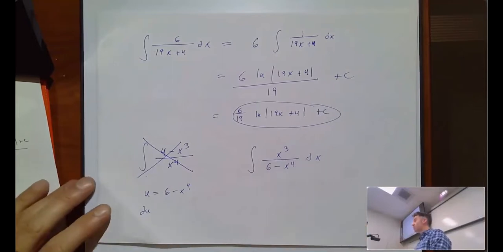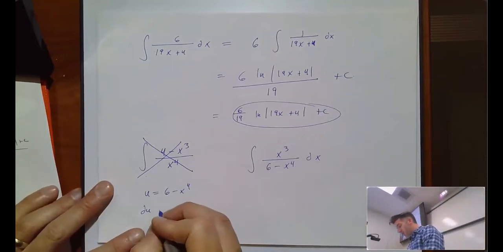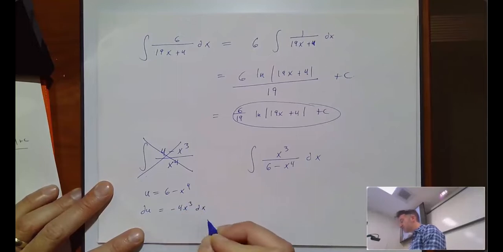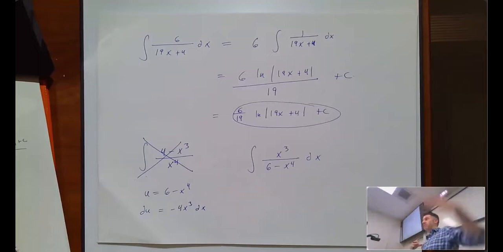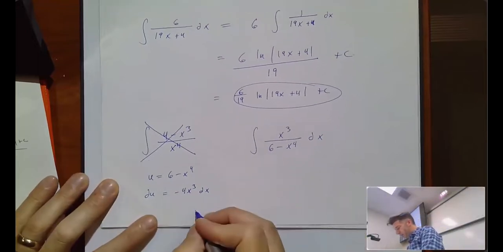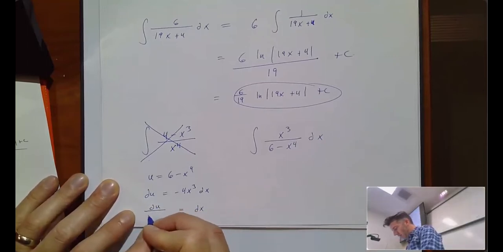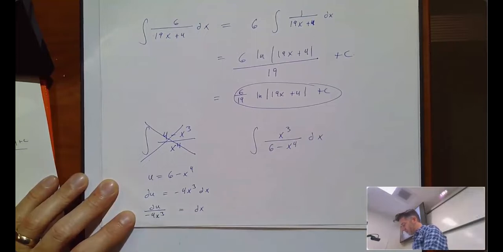Not exactly, but close enough. Our du is going to be negative 4x cubed dx. I skipped the step of writing du/dx equals the derivative and just brought the dx over. And then if we solve for dx, dx equals du divided by negative 4x cubed.